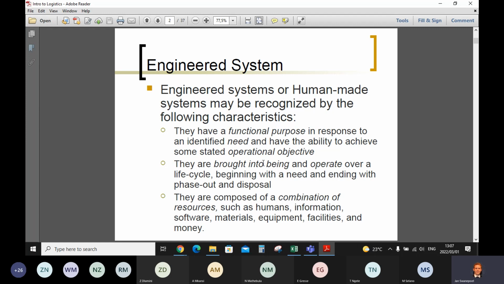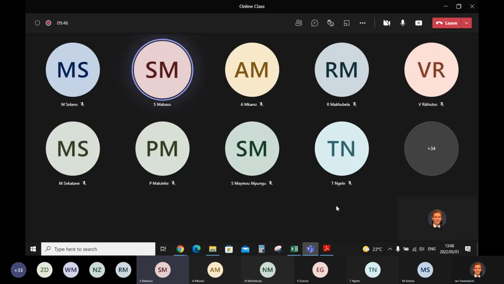If we just design a system or a product or whatever, just to design a product, then it isn't proper systems engineering. Systems engineering or human-made systems design comes from a point of view where there's a need for it. We have to solve a problem. So that's the first thing, functional purpose. Every human-made system has to have a functional purpose. They are brought into being and operate over a life cycle. So you can see that here we're starting to talk about life cycle, and we're going to expand on that in this presentation.